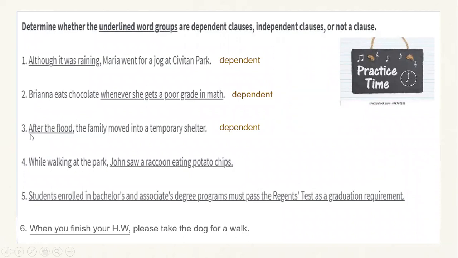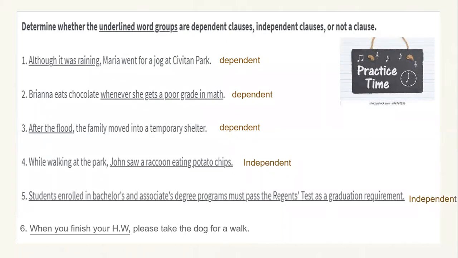Very good. It's also a dependent because after is one of the wabbits. Very good. Now, number four, what do you think about number four? Very good. Number four is independent because it doesn't have any wabbits in it. Number five, what do you think about number five? Great. Number five is independent because it doesn't have one of the wabbits in it.